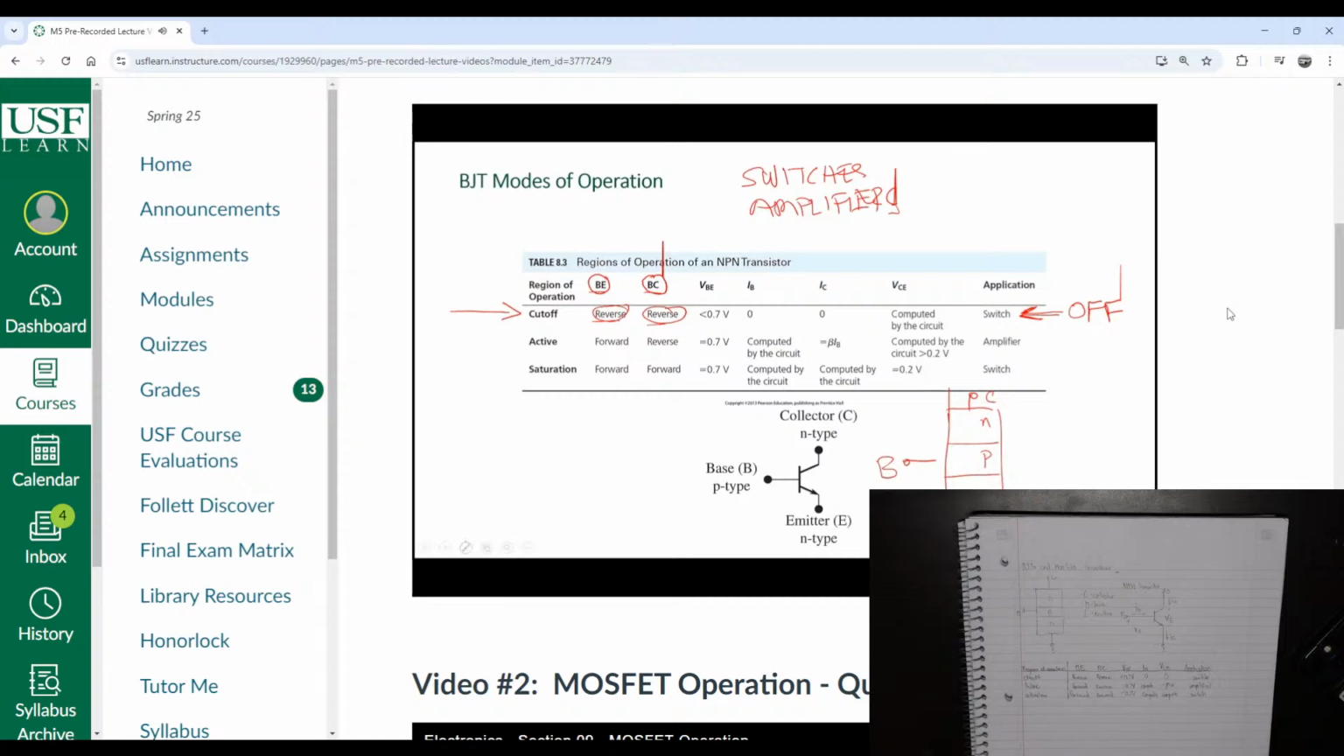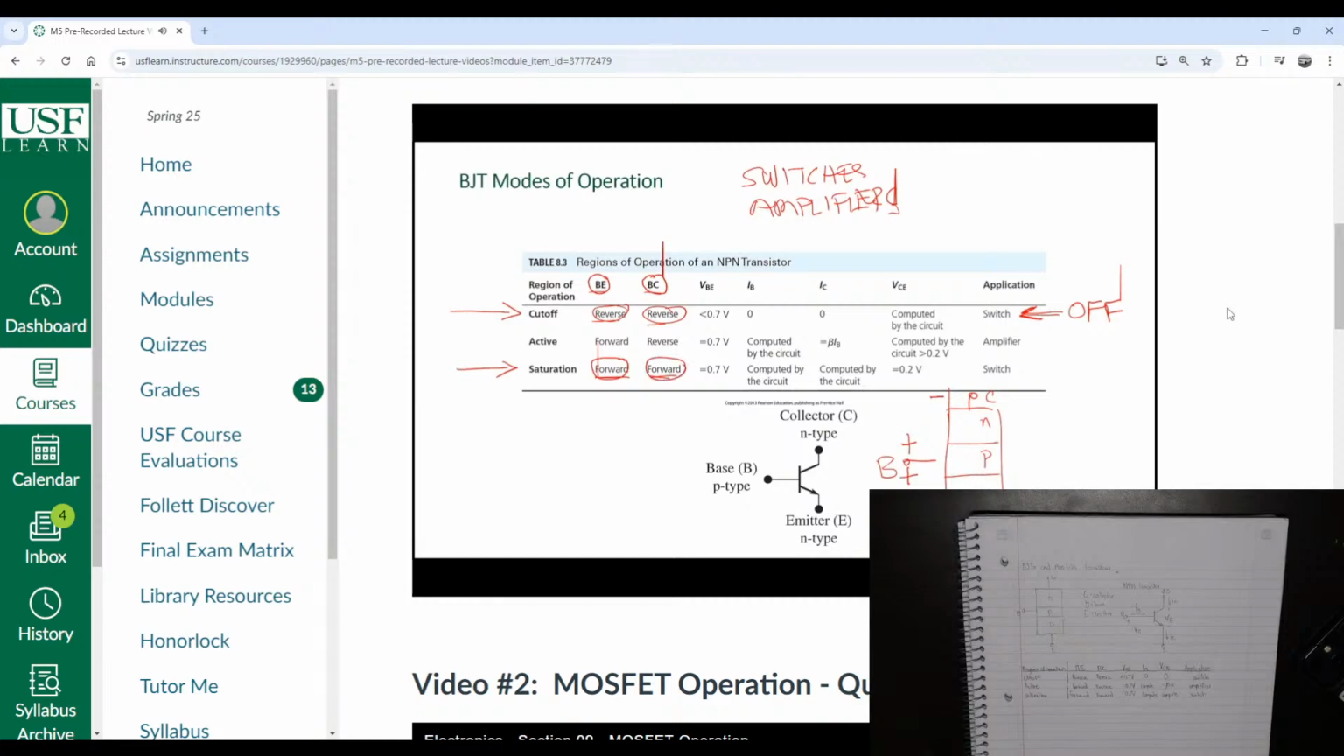And let me go to the bottom conditions. Let's look at what is known as the saturation region. In this case, both the base to emitter and base to collector are forward biased. For these junctions to be forward biased, that means the base has to be higher than the emitter here, and the base has to be higher than the collector here. And that would put both of them in forward bias mode.